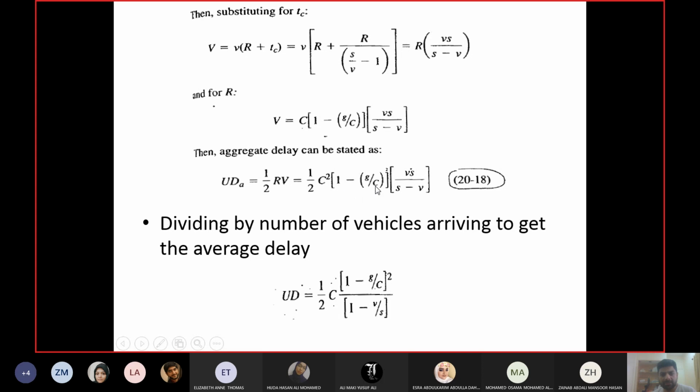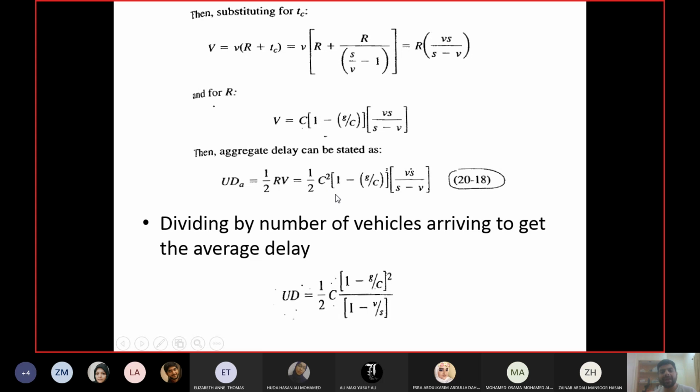Since the equation of R is multiplied twice, it's in R as well as in V, so you see the squares here. So this is the equation for aggregate delay in uniform flow conditions, aggregate delay.